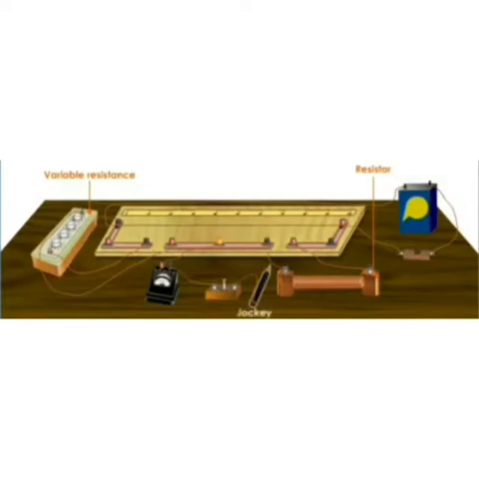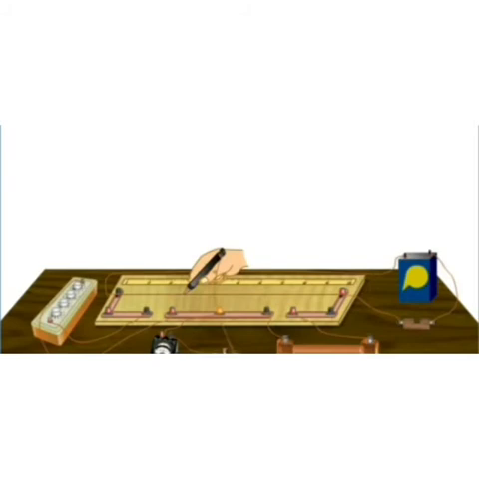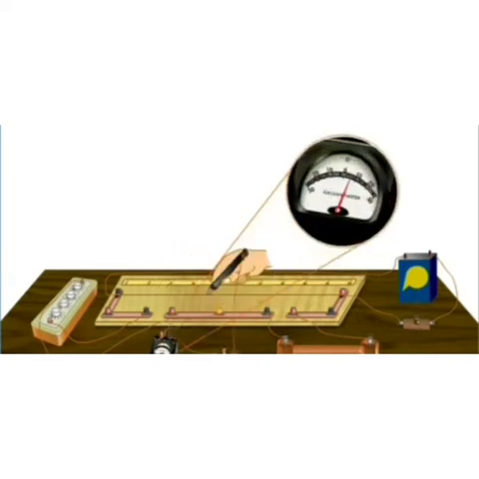Let's see the function of jockey and galvanometer. Jockey is placed on the slide wire. It moves on the slide wire to obtain the balance point. What is balance point? When galvanometer shows zero deflection, it is called balance point.